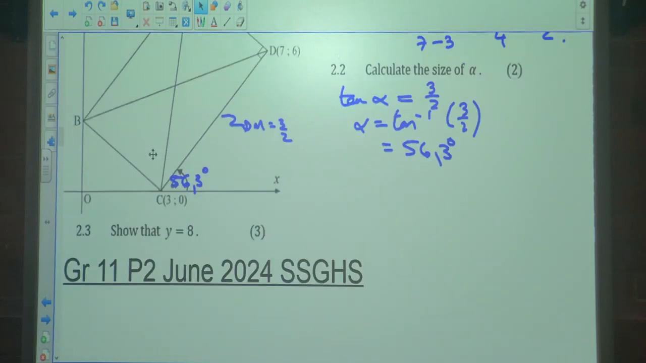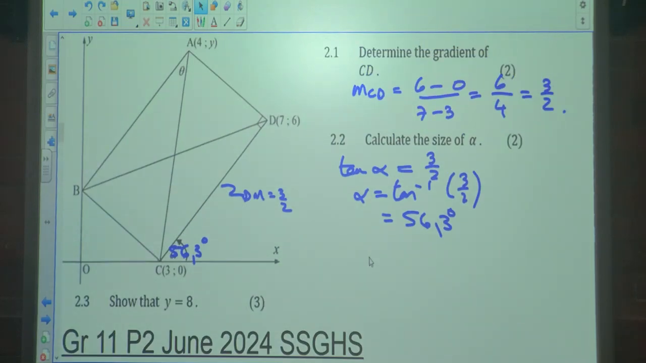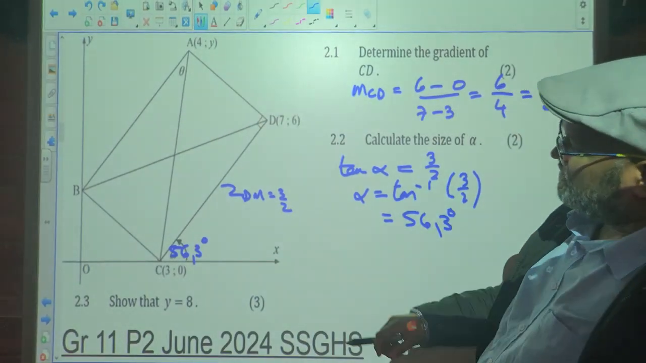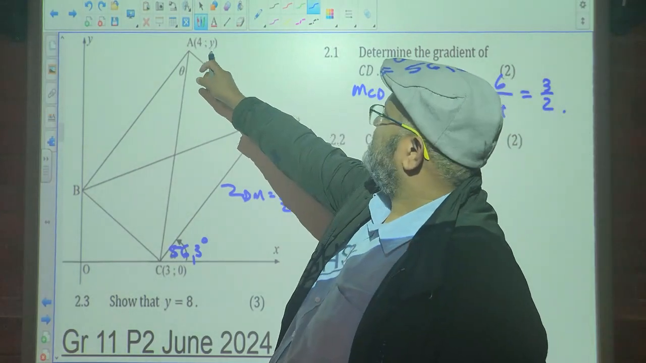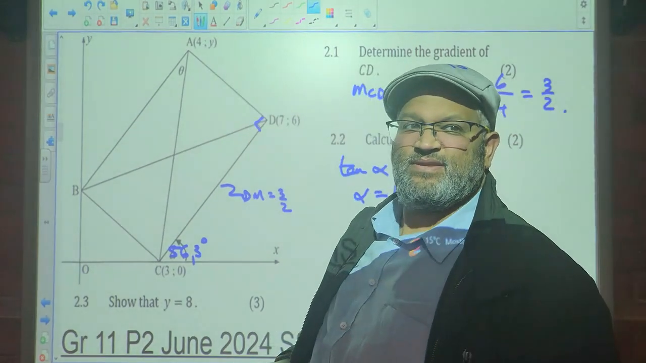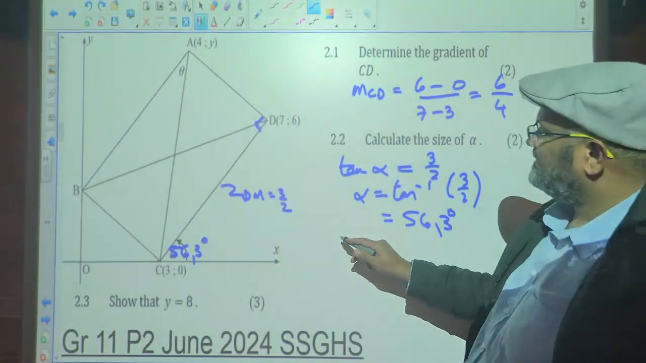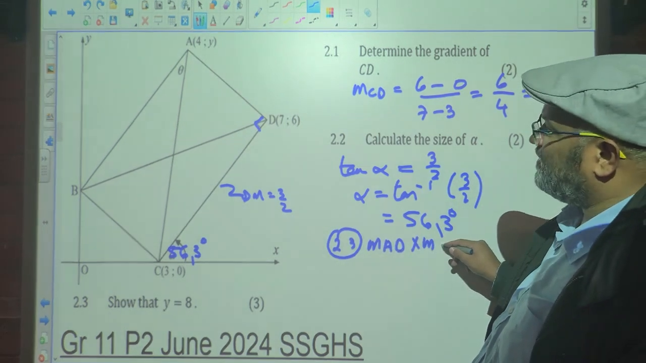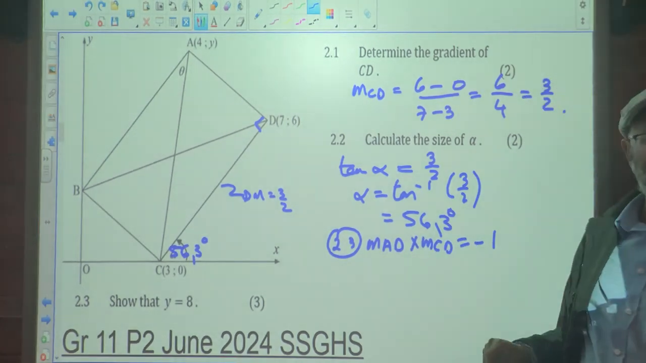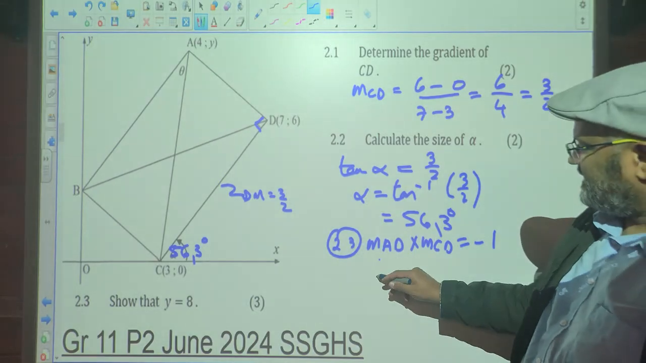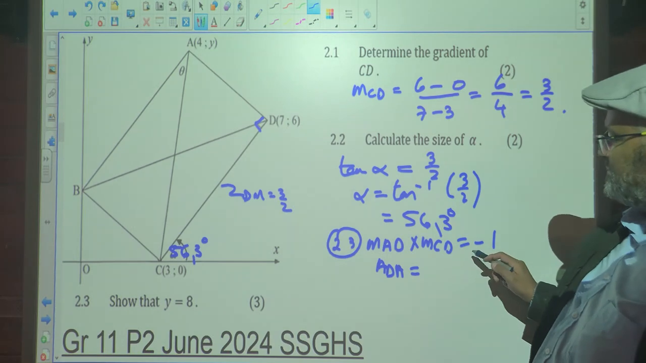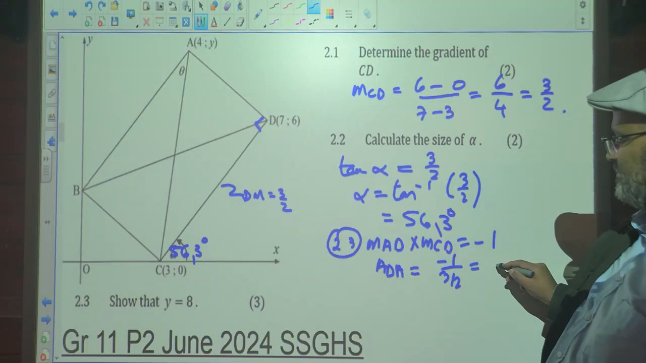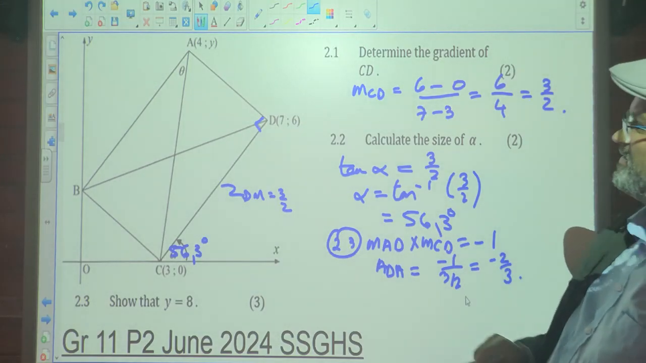Show that y is equal to 8. Okay, so you see where y is lying. And we know this is 90 degrees here. So we know that the gradient of AD times the gradient of CD is equal to -1. So the gradient of AD is equal to -1 divided by the gradient of CD, which is 3 over 2, which is -2 over 3. That gradient is -2 over 3.